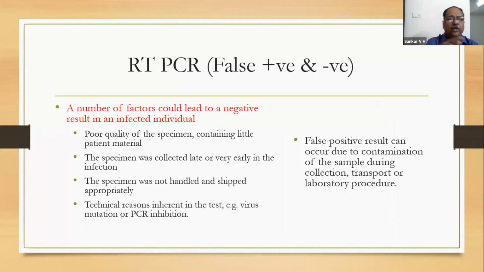We will take false negatives first, because a number of factors could lead to negative results in an infected individual. The patient will be infected but the test may be negative because of poor quality of the specimen. I think everybody can easily understand that. If you are taking a nasopharyngeal or oropharyngeal swab, you are taking only a very small specimen where there are not many RNAs, so you will not get the results. And the specimen may have been collected late or very early, because after 7 days, shedding of the virus may be very minimal, so you may get a negative.